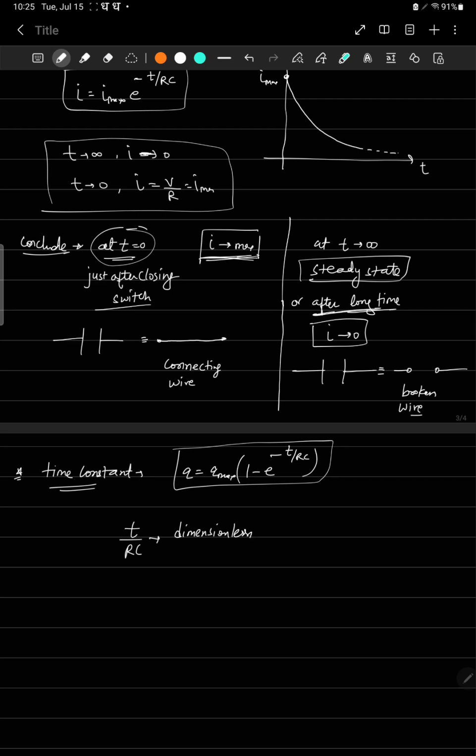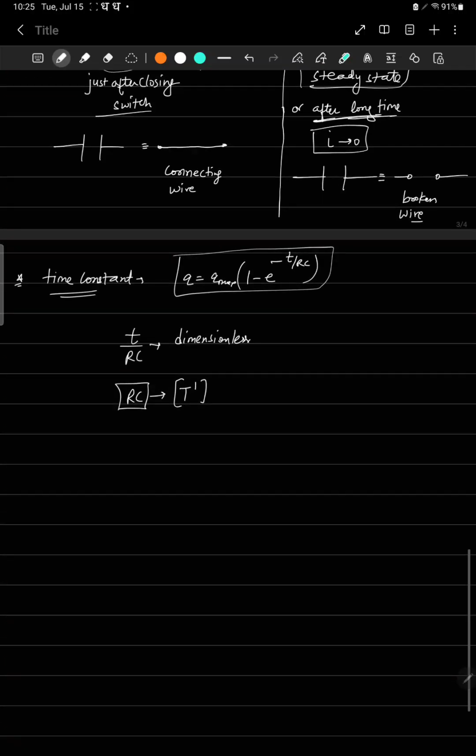And when is it possible that t has a dimension t1? That RC should have t1 dimension formula. And here this RC is basically known as time constant, because of its dimension formula we are defining it as a time constant. Its value will be constant for a particular circuit. That's why we use the term time constant.